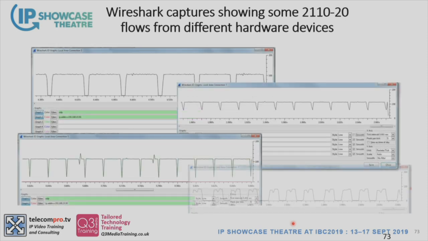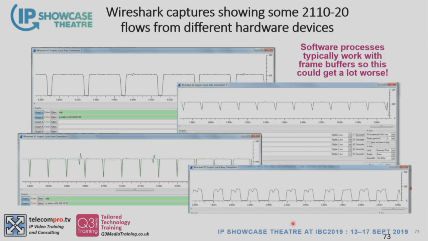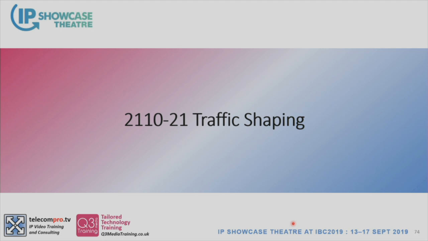So these are some Wireshark captures. I took them at an interop a couple of years ago of data on a network. You can kind of see the characteristic gaps, the VANC data gaps, if you like, of data. But not all devices send on the network in the same way. And that's what Wes is going to talk about now. It's key to the 2110-21 standard. Wes.